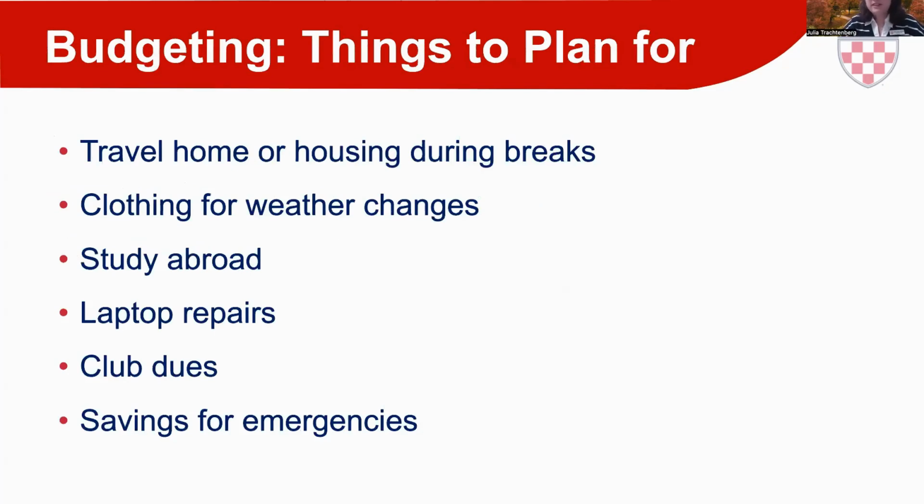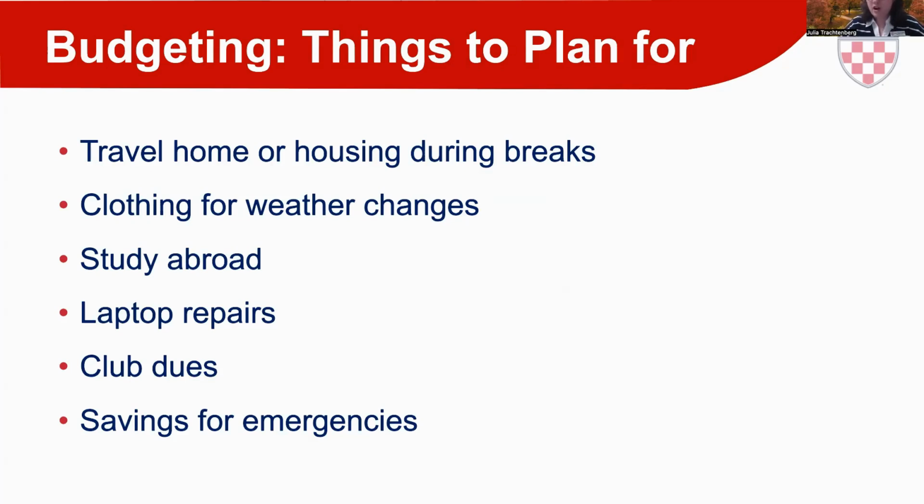Okay. Some other things to think about when you're thinking about a budget for the year, or things to plan for that might come up during your year here at Richmond. Thinking about expenses related to travel. So whether you are traveling home for breaks or if you need housing during breaks, thinking about those expenses ahead of time. Also, clothing for weather changes. We have all four seasons in Richmond, and I think we sometimes have the extremes of all four as well. So it does get quite hot here in the summer, but we also get snow and some icy conditions sometimes in the winter. So being prepared with things like winter coats, snow boots, that kind of thing can be helpful.